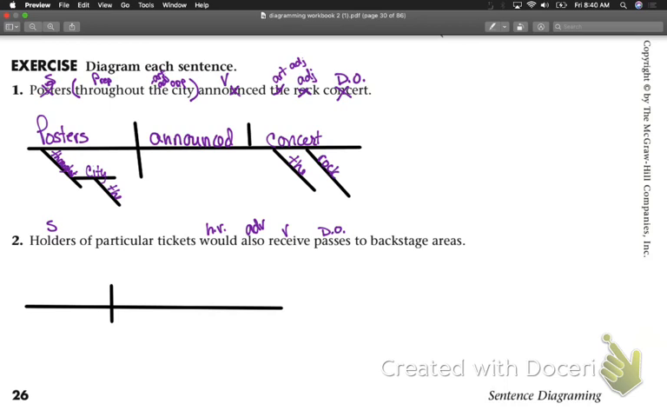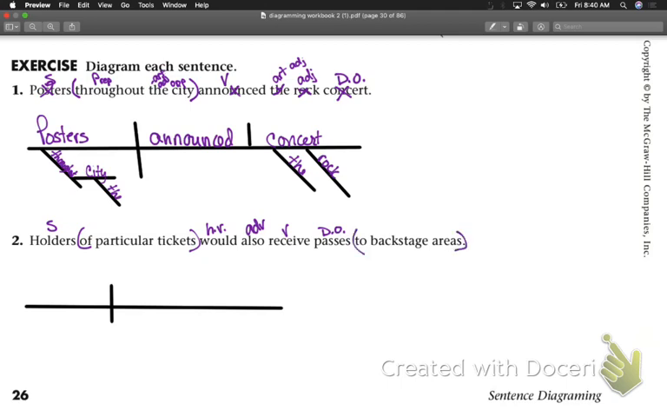Now, what about of particular tickets? What is that? It's a prepositional phrase. Particular is not the noun. Particular is an adjective talking about what kind. Tickets is the noun. Okay. What about to backstage areas? That is also a prepositional phrase.